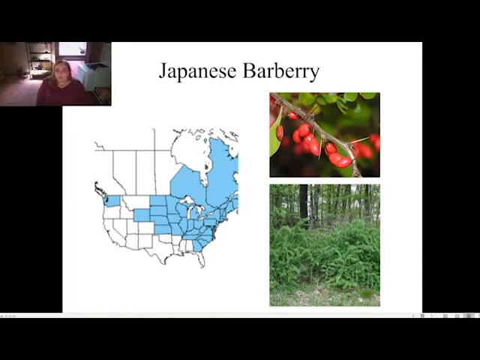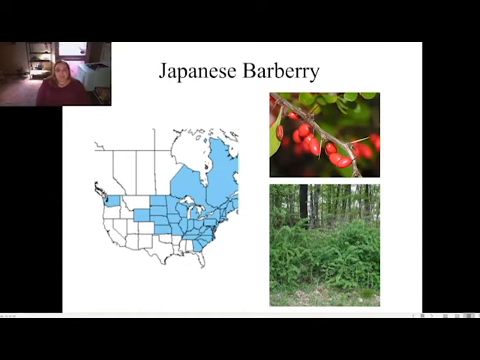But it can grow in full shade, it can grow in sun, it can grow in established woods, so really anywhere. And nobody, even deer, will eat the leaves or the twigs. So they really don't get eaten other than the berries. And the berries, by eating those, you're spreading the plant.